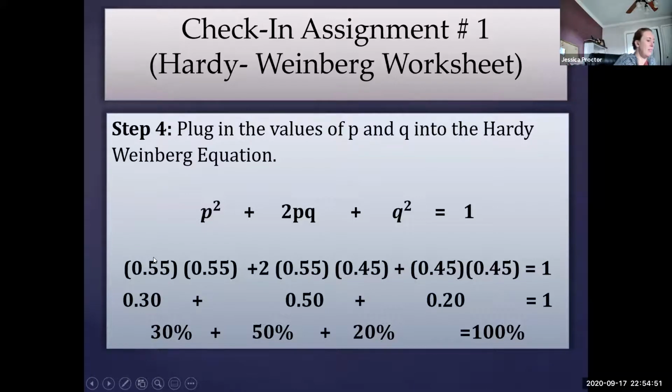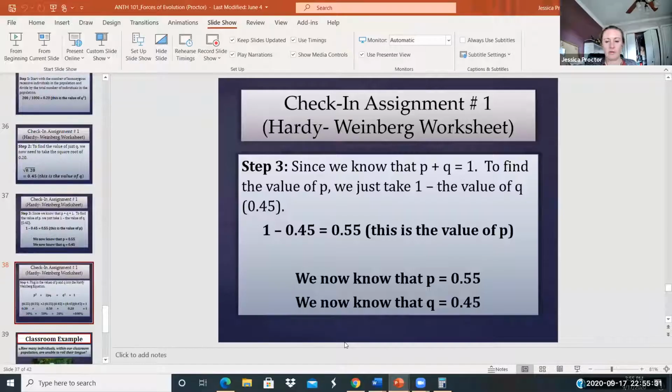So P squared is essentially P multiplied by P. So we're going to plug in 0.55, and we're going to multiply it by itself, 0.55. And then for the 2PQ portion, we're carrying it down here. We've got the 2, and we're going to multiply it by the value of P, which is 0.55, and then multiply by the value of Q, which is 0.45. And then for the Q squared portion, our last portion of the equation, Q squared is essentially Q multiplied by Q, so 0.45 multiplied by 0.45.